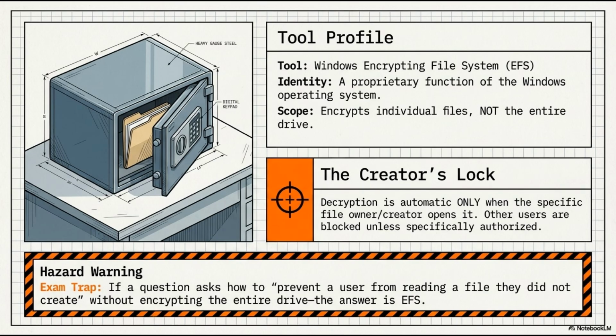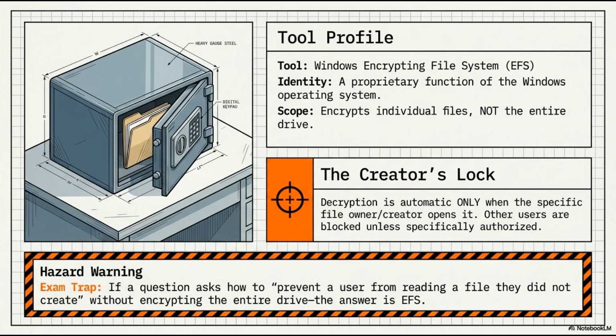Okay, let's look at this section called the creator's lock. The slide says decryption is automatic only when the specific file owner or the creator opens it. Other users are blocked. Right. Windows ties the encryption key directly to your specific user account. So I don't have to type in a separate password. Nope. When you log into Windows, it automatically decrypts your EFS files for you in the background. But if someone else logs into the same computer, they get an access denied error. The creator's lock keeps them out.